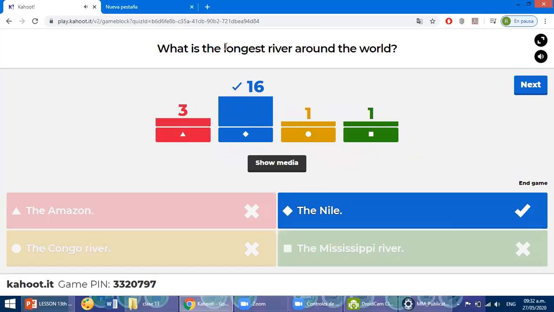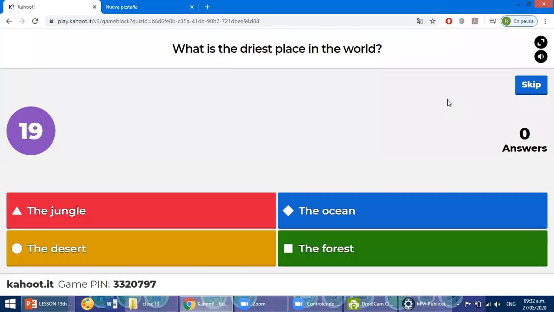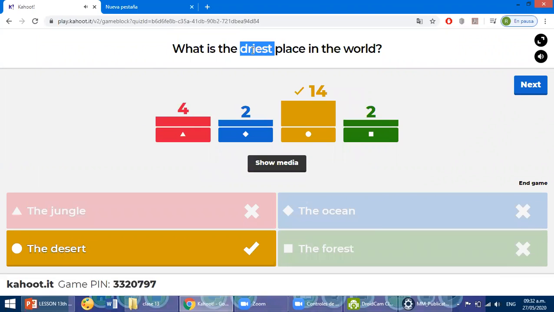The Nile, very good. Longest, no? Do you remember the longest? Okay, long. Good, let's continue. The driest jungle. Pay attention, students. You need to read the question. Driest. What is dry? Seco. Dry significa seco. Si no te lo has memorizado, anota en tu librito ahí, al costado de dry, en tu vocabulario, seco. The driest place. Okay. It's not the ocean. It's not the forest. Okay. It's the desert. Now let's continue.